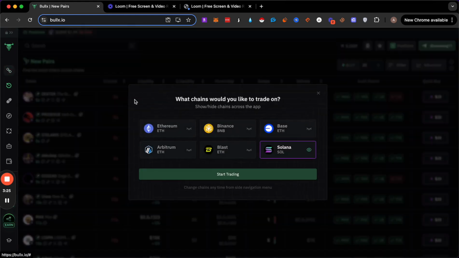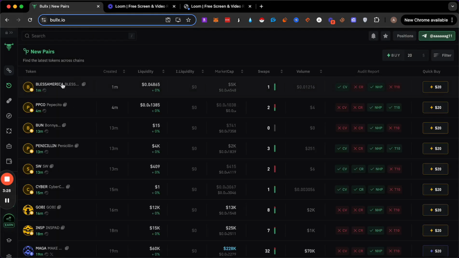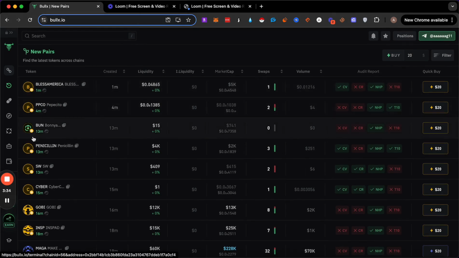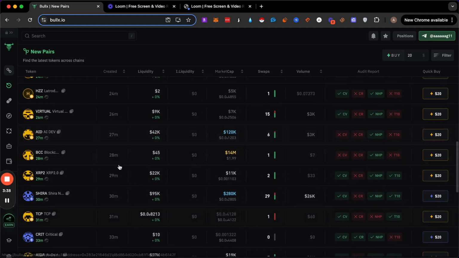If you want to look at pairings on other chains, you can as well. Let's say I wanted to look at Ethereum and Binance. These would be all the new token pairings that are coming out, right? These ones are coming out on Binance, this one's coming out on Ethereum, and the same things would apply.